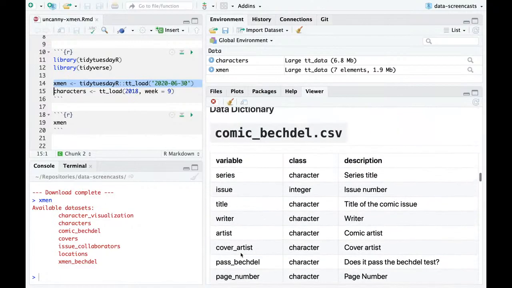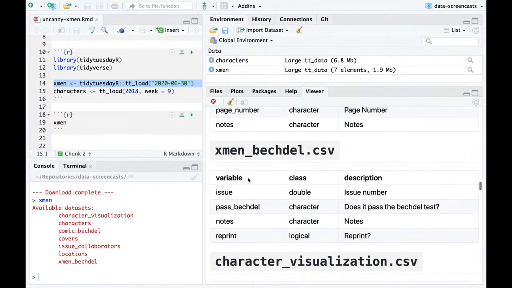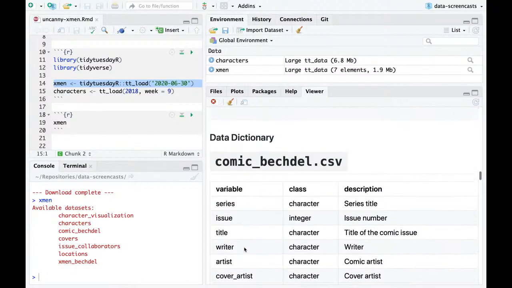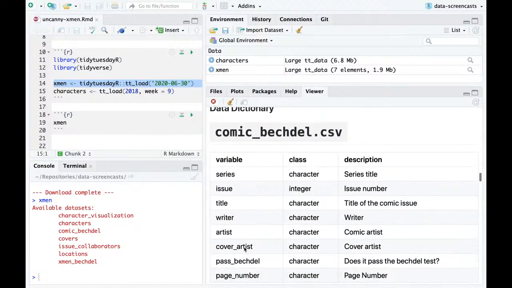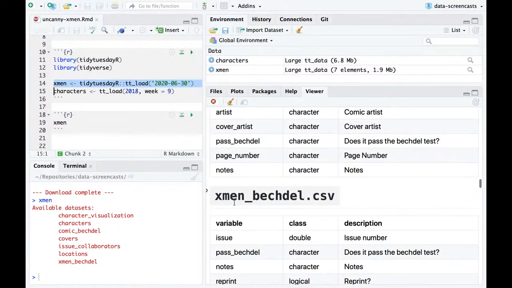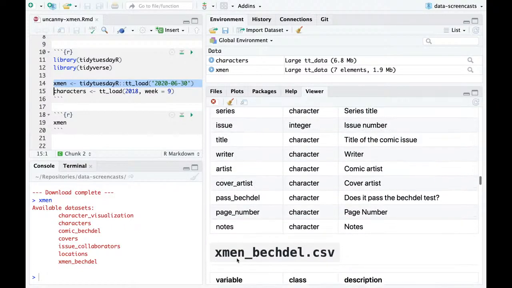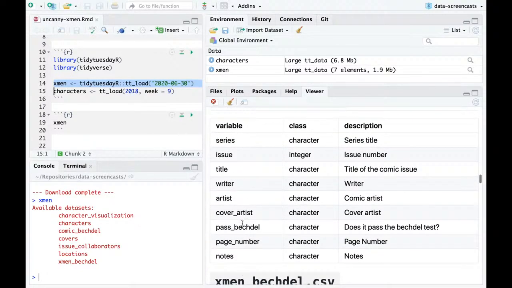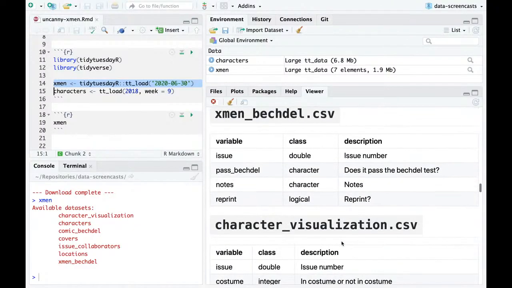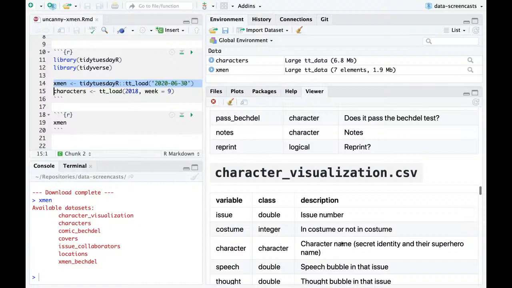Perhaps it's a change over time. That's by comic. This is perhaps by issue. I don't know what the difference is between the series issue title. This is just issue. Okay, I think this might just have a bit more information. And this also has page number. Okay. Then we have character.